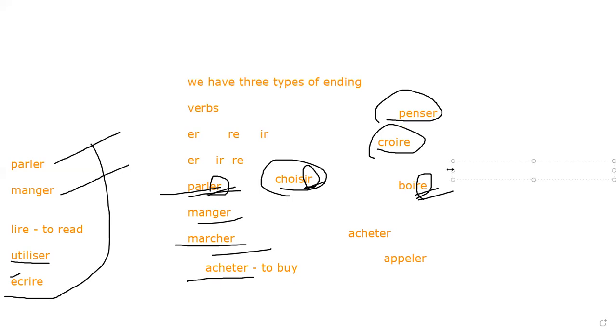Savoir. Savoir is to know. Read it out, please. Savoir is to know. Is it clear to you? Now, one thing you have to understand again.